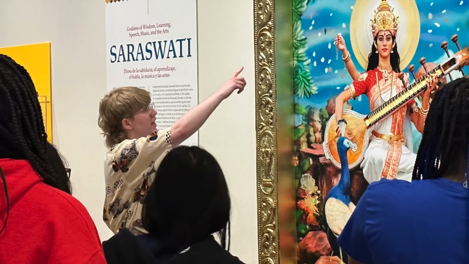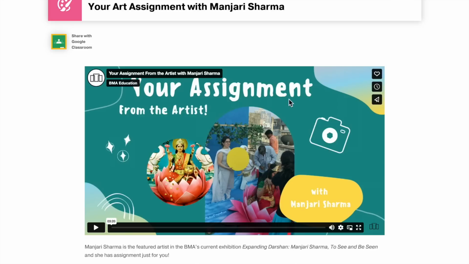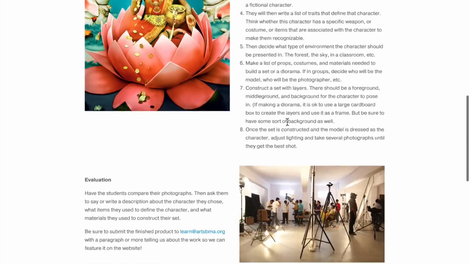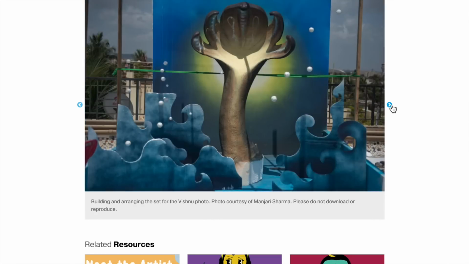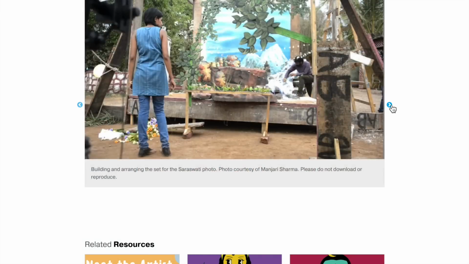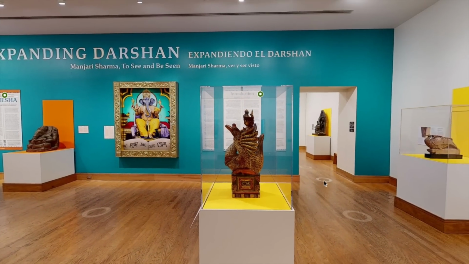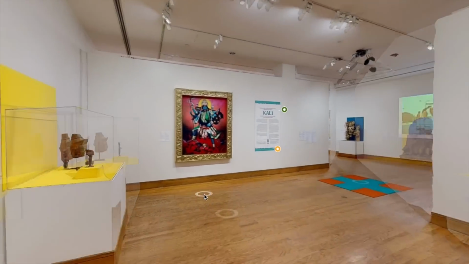We also start reaching out to schools to book tours of the exhibition, visit classrooms. We also had an exhibition lesson plan created by the artist herself, Manjari Sharma, for our educational website, Culture Bridge, e-learning across Asia. Expanding Darshan, Manjari Sharma to See and Be Seen was a huge success, and we are so happy to share this process with you.